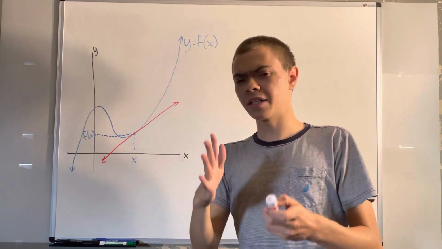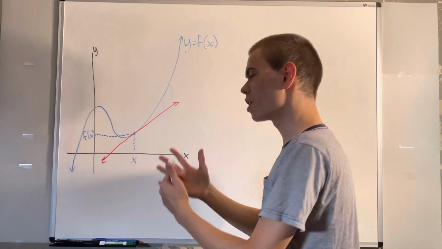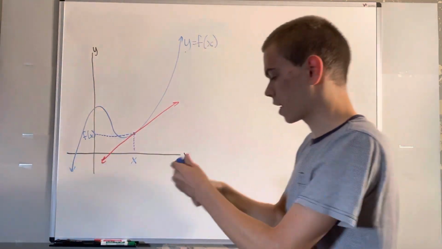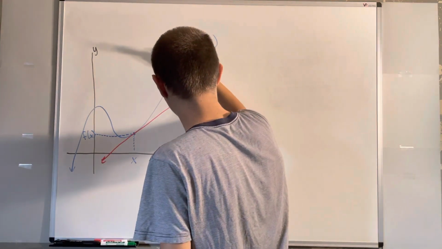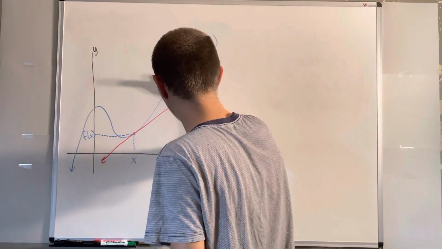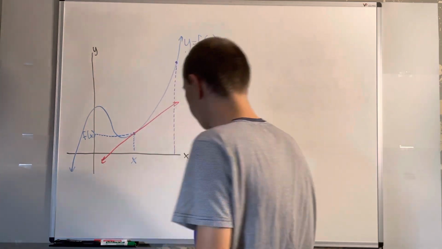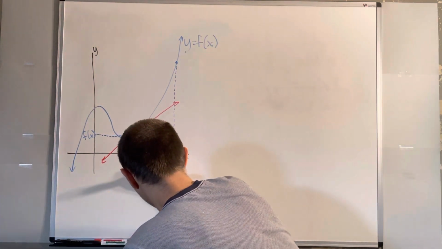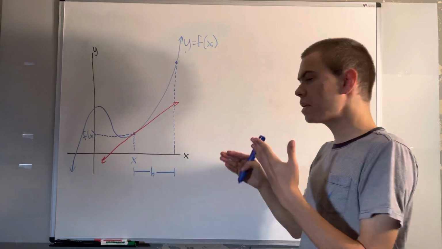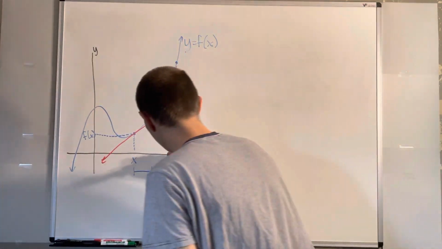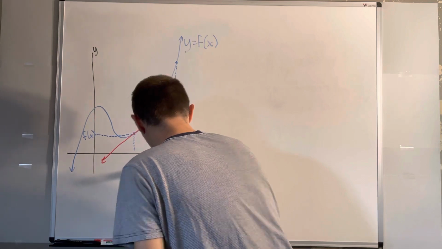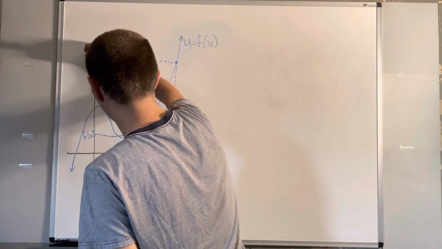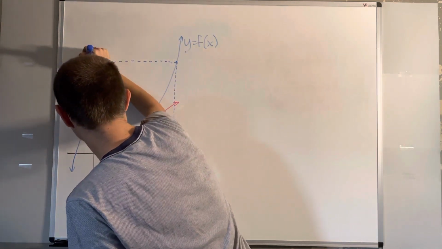Now, you may not know how to find the slope of a tangent line, but we do know how to find the slope of a line between 2 points. So let's just say we have another point on f of x, right here, and we're going to say that the distance between these 2 points is h. That means that the x value of this point is x plus h. That means the y value of this point would be f of x plus h.